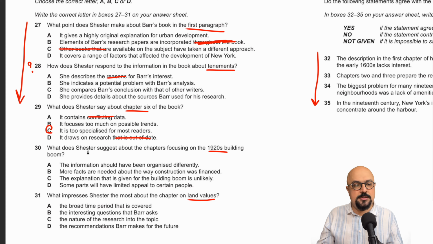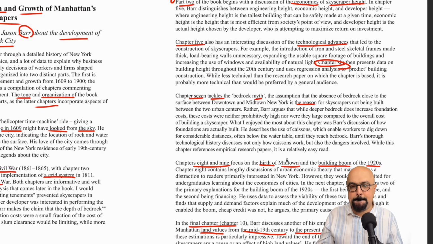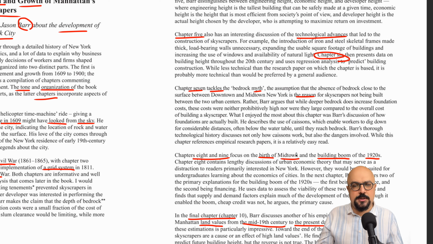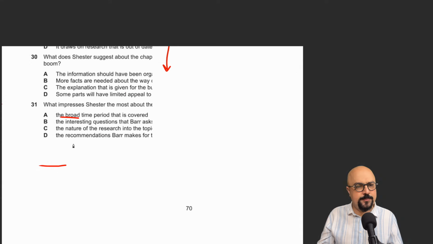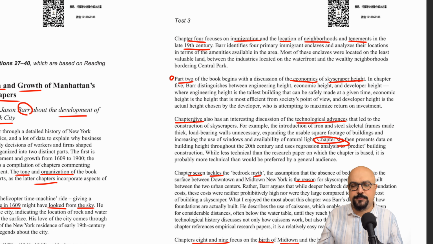30. What does Chester suggest about the chapters focusing on the 1920s building boom? I can clearly remember where it was. 1920s building boom. So what was the question again? I just can't remember. What does she suggest about the chapters focus? Okay, what does she suggest about this chapter? Okay.